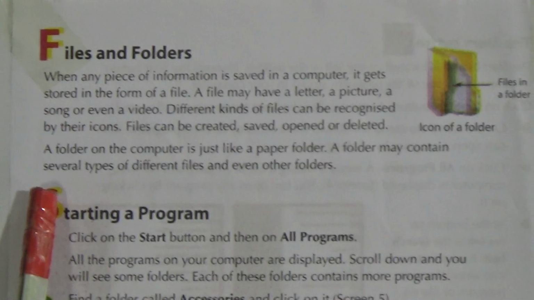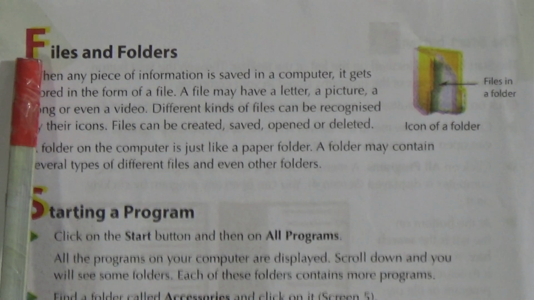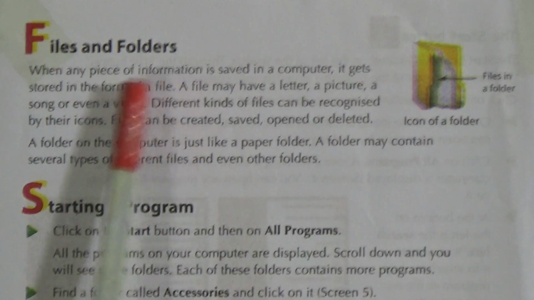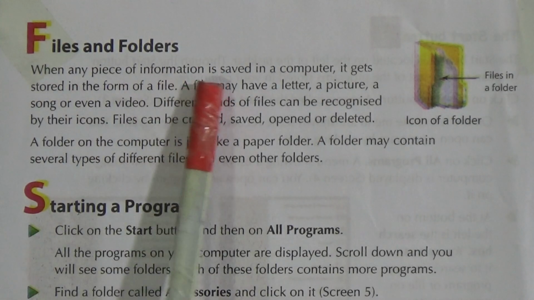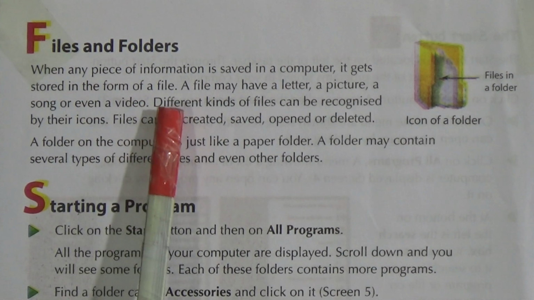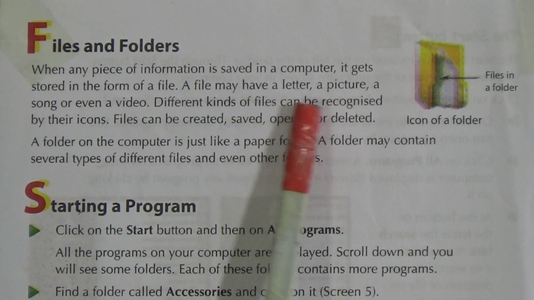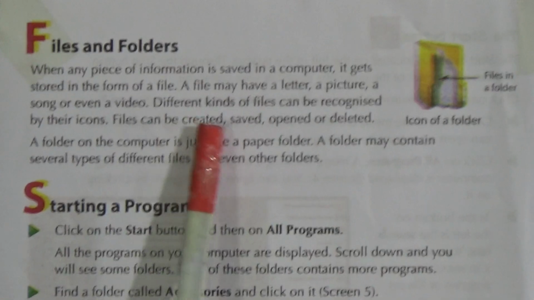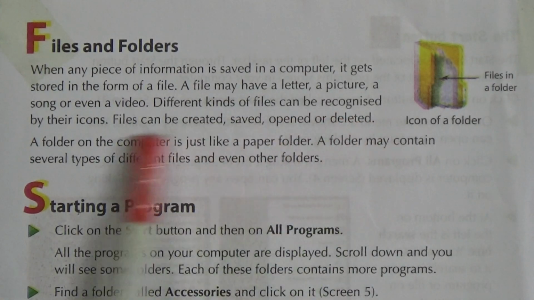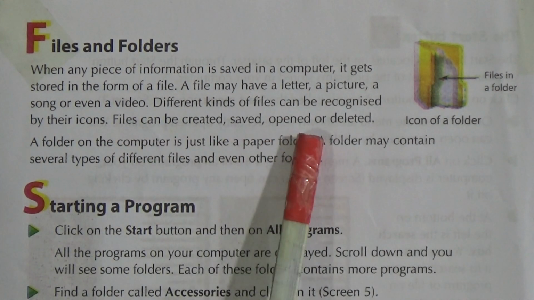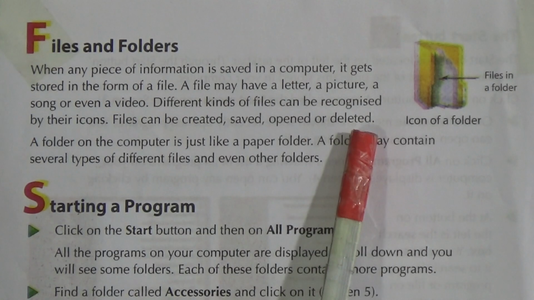We'll start from page 26. The first topic is files and folders. When any piece of information is saved in a computer, it gets stored in the form of a file. A file may have a letter, a picture, a song, or even a video. Different kinds of files can be recognized by their icons. Files can be created, saved, opened or deleted.